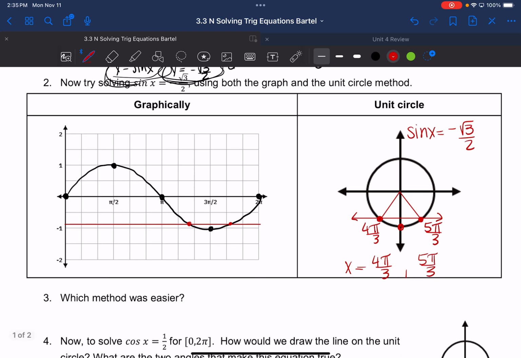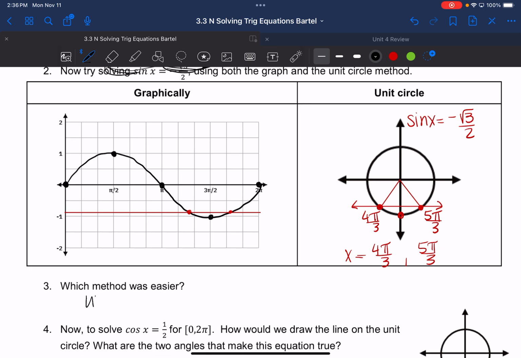Perfect. All right, so it says which method was easier, or which method were we able to come up with solutions using? The first graph or that second graph? Second, right? So we're going to say the unit circle. Because we should have it memorized, right? We actually knew what to apply there. Unlike this other graph where we don't have all those extras memorized, right? So unit circle because we have it memorized.